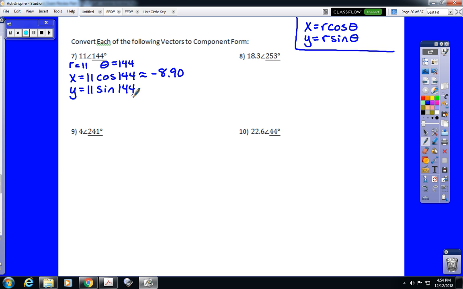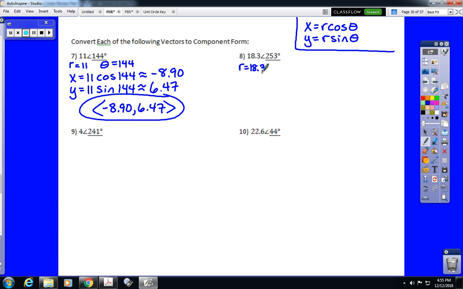And y is 11 times the sine of 144, which would be 6.47. So in vector form, we have -8.90, 6.47. So we write it in vector form. Notice the triangular brackets that list this as being a vector. So again, pause the video, try to get out ahead of me. Make sure you've tried the next one before you allow this to continue.